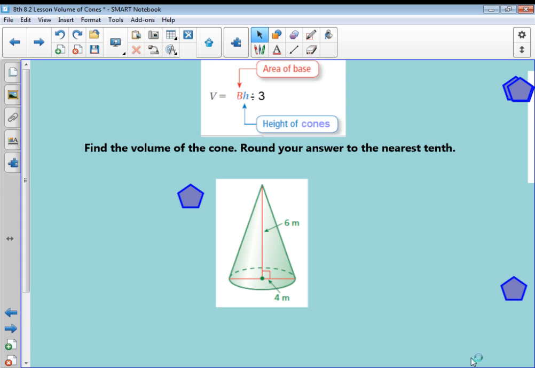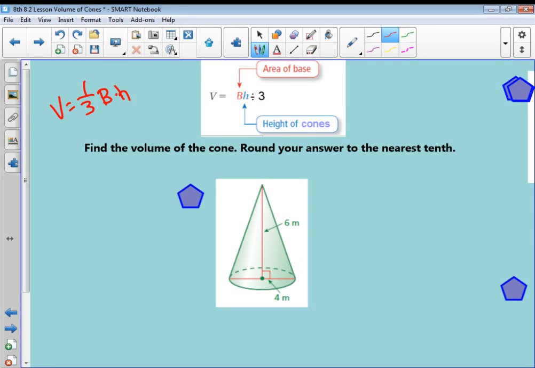Okay, we're going to be working with finding the volume of a cone. So our formula for finding the volume of a cone is the area of our base times our height, and then finding a third of that. So the book uses 1/3 times the area of our base times our height.